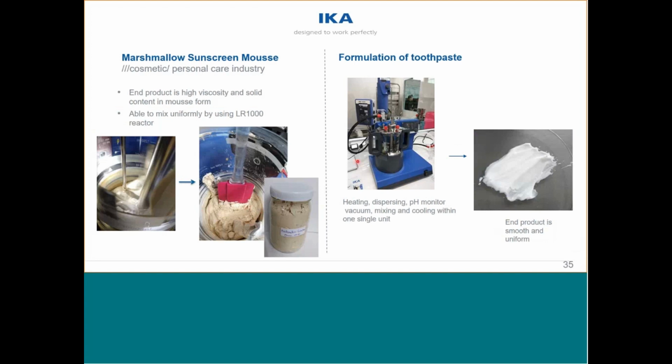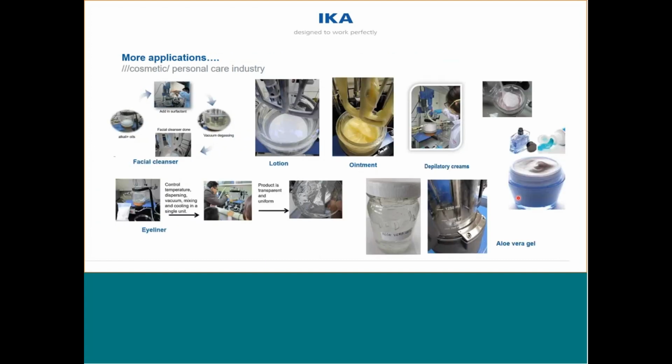Also, when formulating toothpaste, I believe you have to handle many devices with the conventional method, because you need to do heating, dispersing, pH monitoring, vacuum, mixing, and also cooling at the end of the process before you add in the fragrance. All of this can be done within this 1 liter reactor vessel, and you can see the end product, even though it is very viscous, is very smooth, uniform, and has no bubbles. Other than toothpaste and marshmallow sunscreen, we can also support facial cleanser, lotions, ointment, depilatory creams, aloe vera gels, or eyeliner.